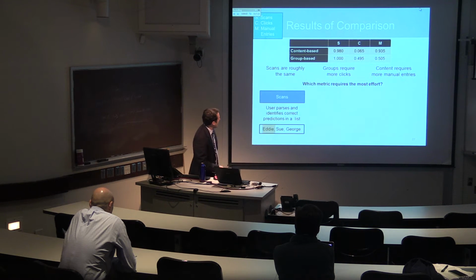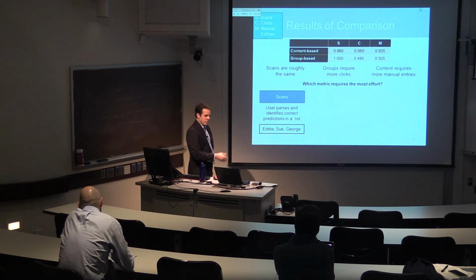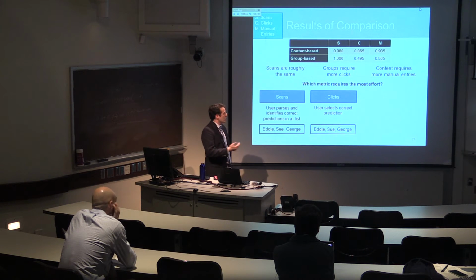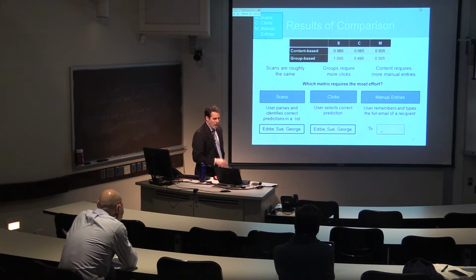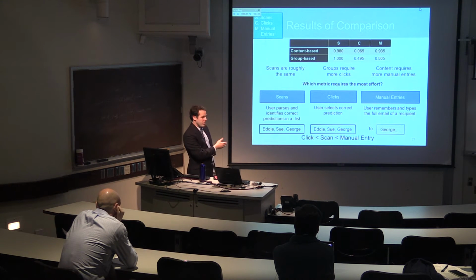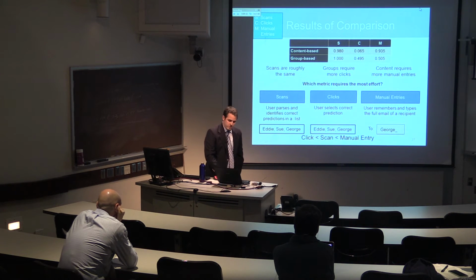In scans, the user must parse and identify a correct prediction in a list. In clicks, a user selects a pre-identified correct prediction. And in manual entries, a user must remember and type the full email of a recipient. Based on these definitions, we judged manual entry to be the most effort, clicks to be the least effort, and scans to be somewhere in the middle.